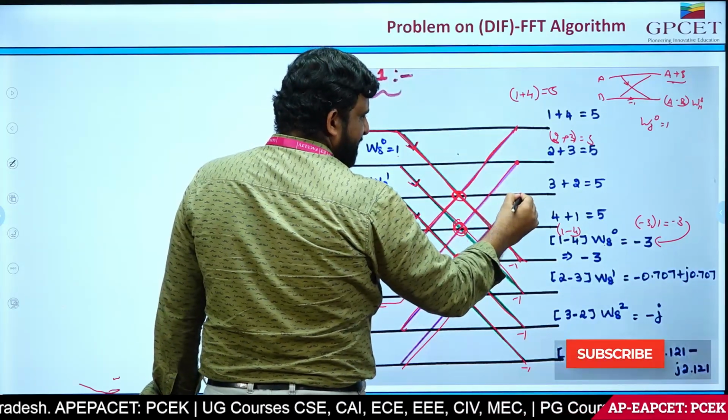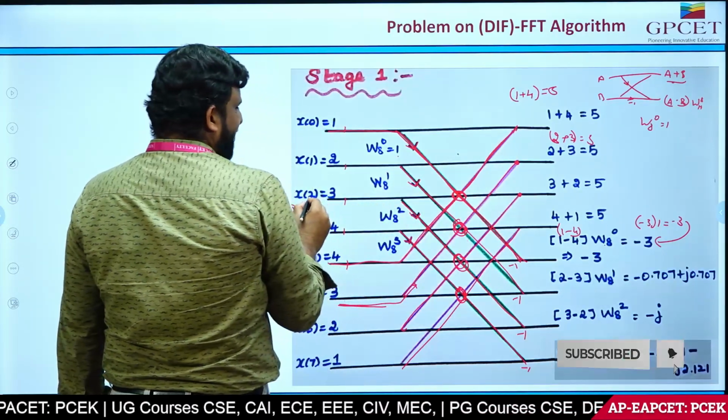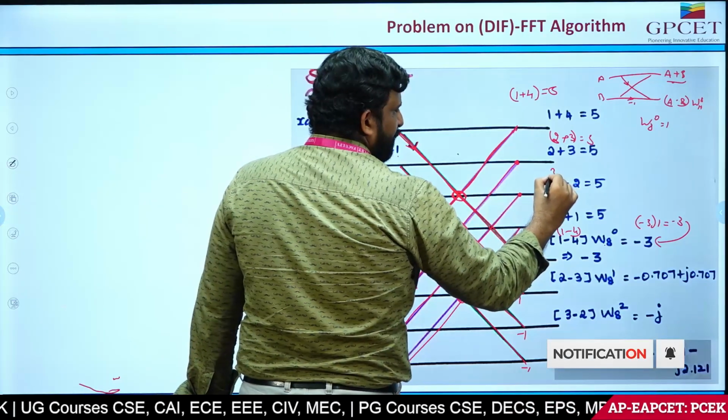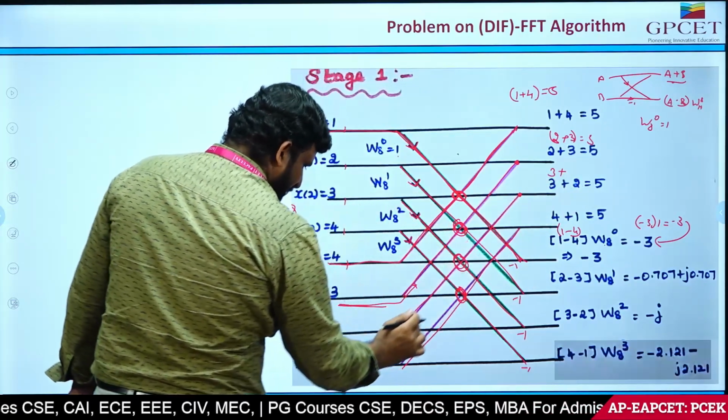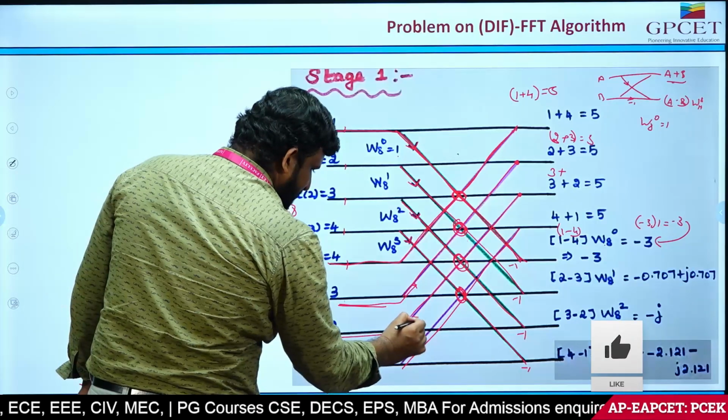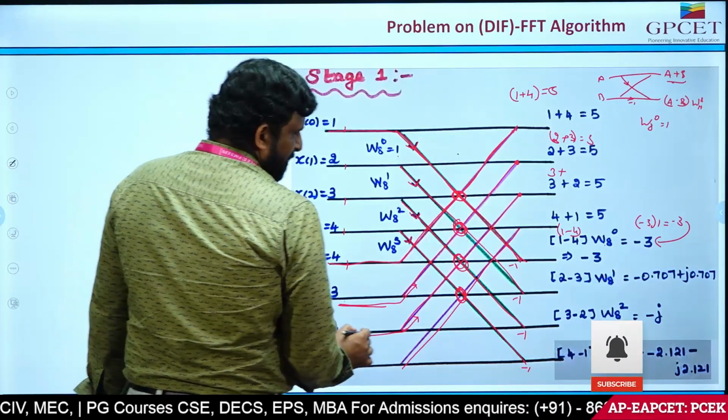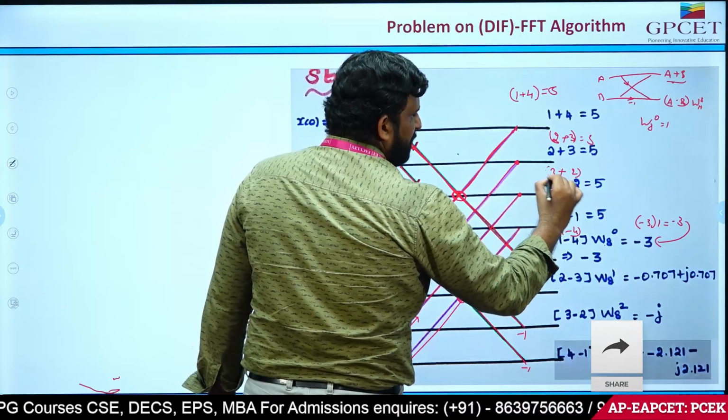Fine. Now, for this, you see, where it is coming from? It is coming from x of 2, which is equal to 3. So, 3 plus, and from where is it? From x of 6. What is the value of x of 6? 2. That is, 3 plus 2 is equal to 5.